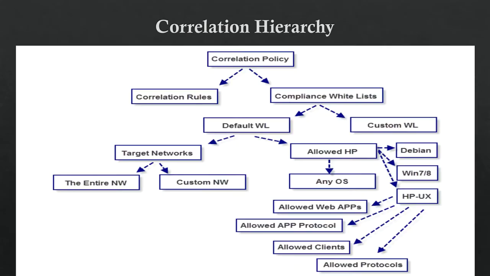I prepared the diagram here, like I explained before. The compliance whitelist: there is a default whitelist not associated with any rule before. It's recommended by Cisco Talos. You can use it or you can customize your whitelist. So it can allow, for example, a Debian operating system or Windows 7. We will see this in a proper lab.